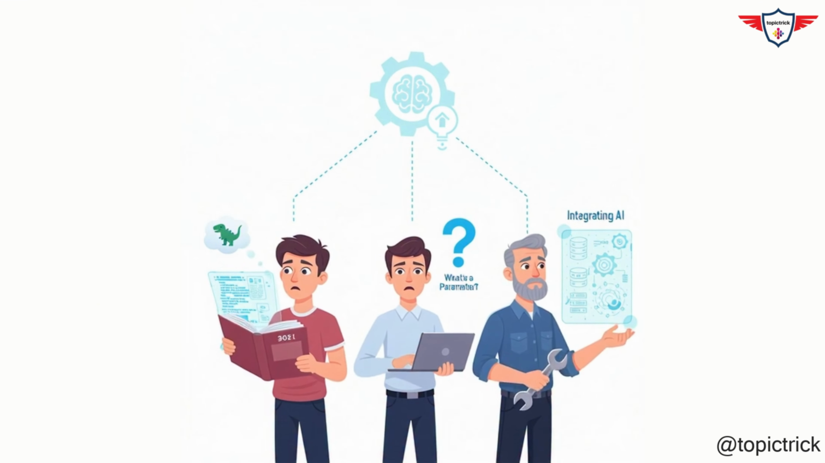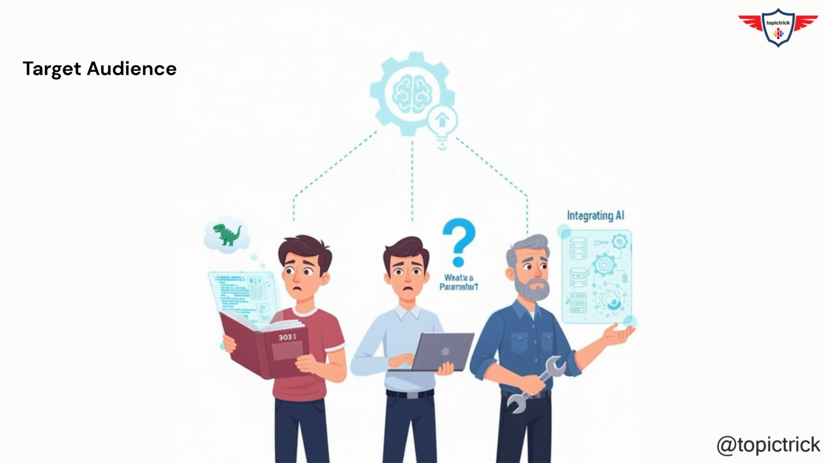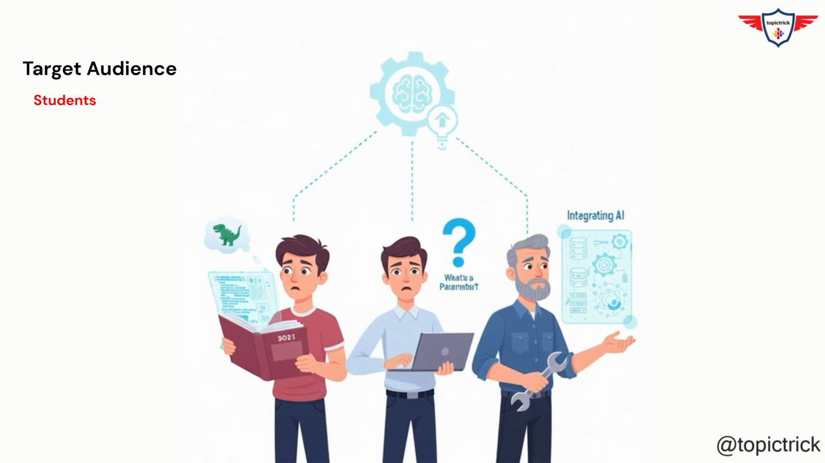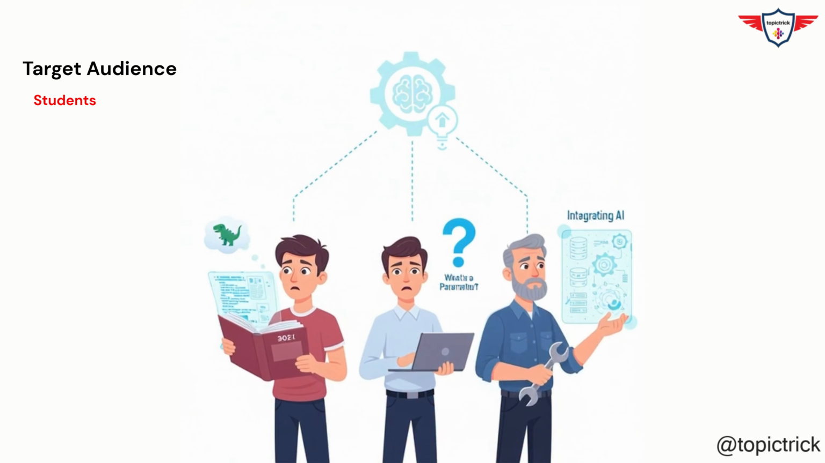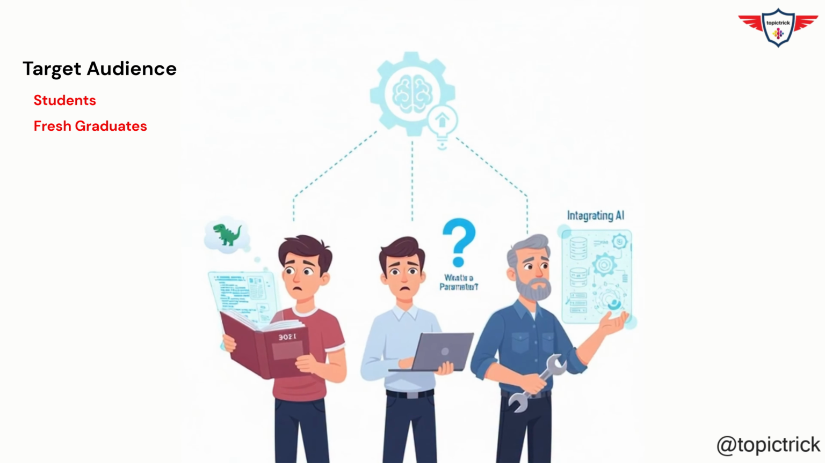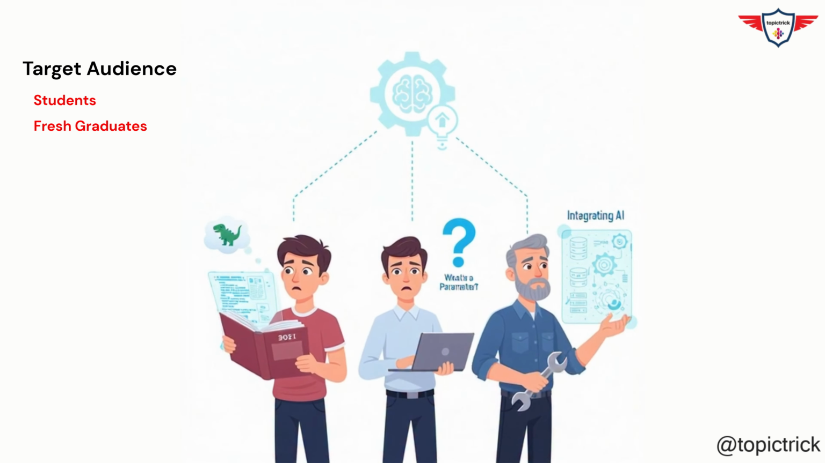And I want to be really clear about who we are doing this for. Who's the target today? Who are we talking to? I'm thinking about the students who are just starting their computer science degrees and realizing that their textbooks are already 5 years out of date. Oh, yeah. Completely obsolete. I'm thinking about the fresh graduates walking into their first tech role, terrified someone is going to ask them what a parameter actually is.